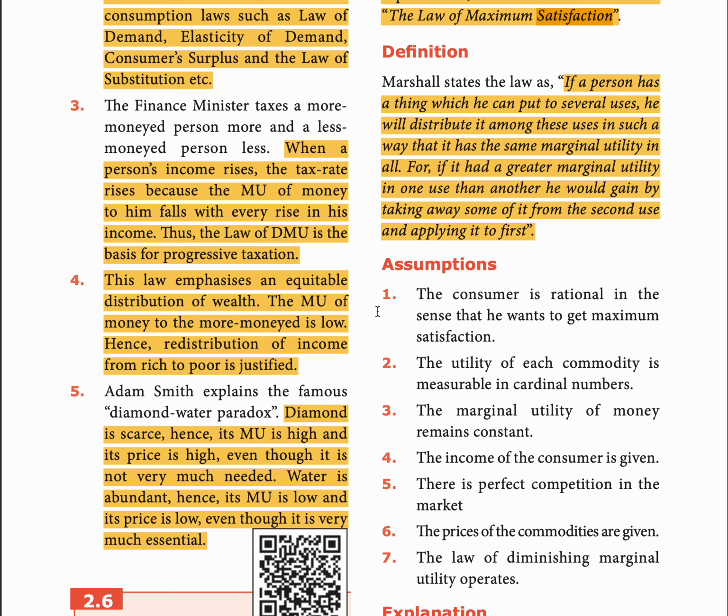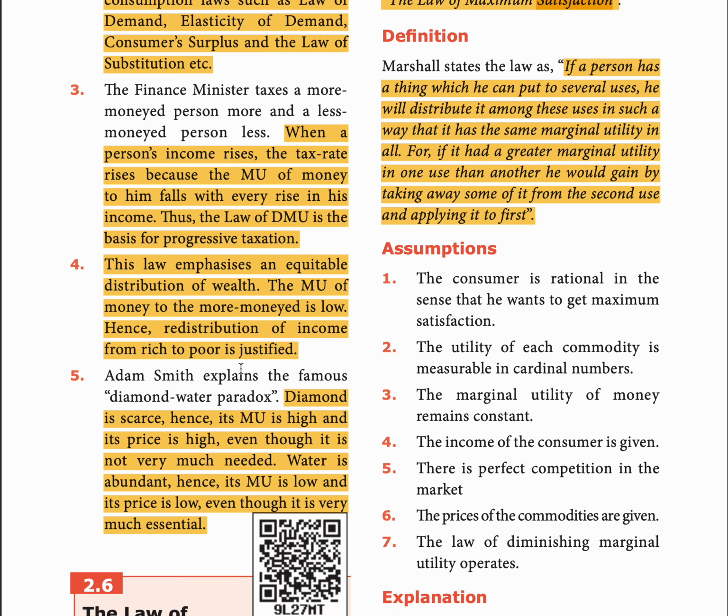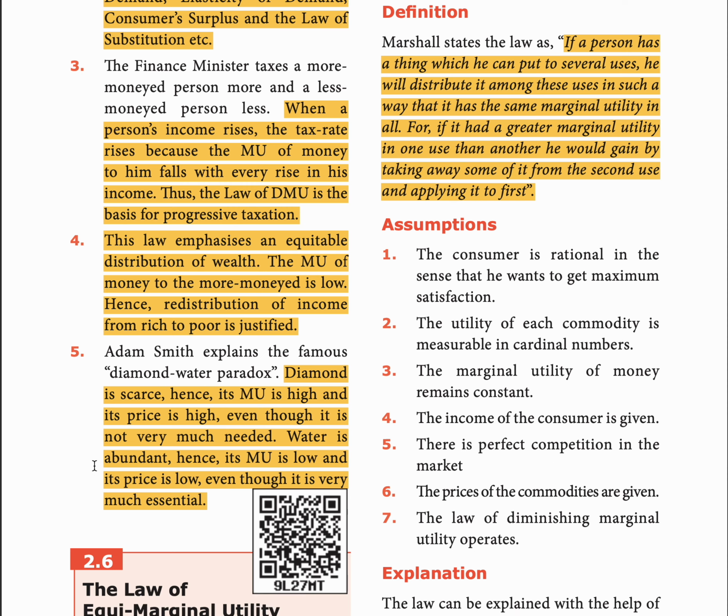The MU of money to the one with more money is low, hence distribution of income from rich to poor is justified. So this law also gives emphasis on equitable distribution of wealth, because this law says that with an increase in money, the marginal utility of money will decrease for the person who has more money, right? So it gives emphasis on equitable distribution of wealth.